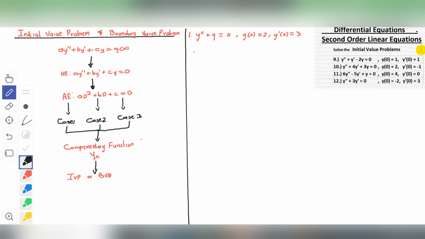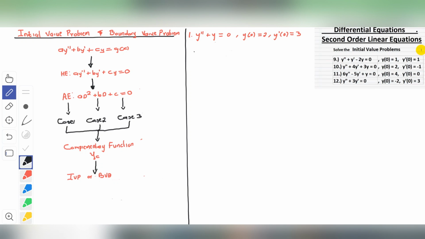for the complementary function. So we are still going to follow all those steps that we talked about in the first video on how to find the complementary function. If you didn't see that video, I'm going to leave a link in the description below. I prefer you start with it so that you don't get confused when we talk about the initial value problem. Now let's start doing the examples of the initial value problem.